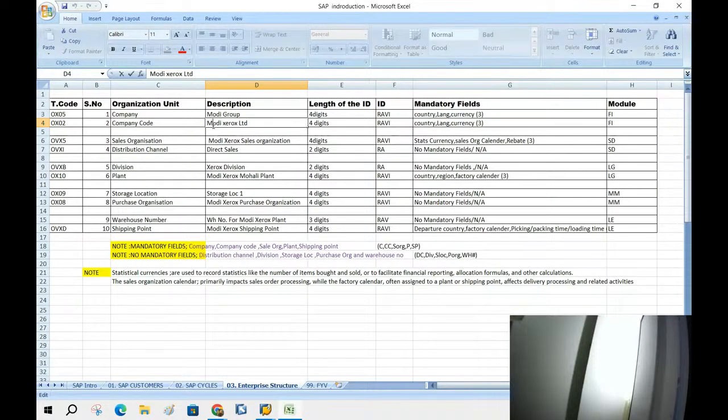We are trying to implement SAP in Modi Xerox, and the implementer is IBM. So, Modi Xerox is one of the subsidiaries of your Modi Group. Correct. Now, what do you think? What is the first thing Modi Xerox has to do? Suppose you are the owner of Modi Xerox. What is the first thing you have to do?